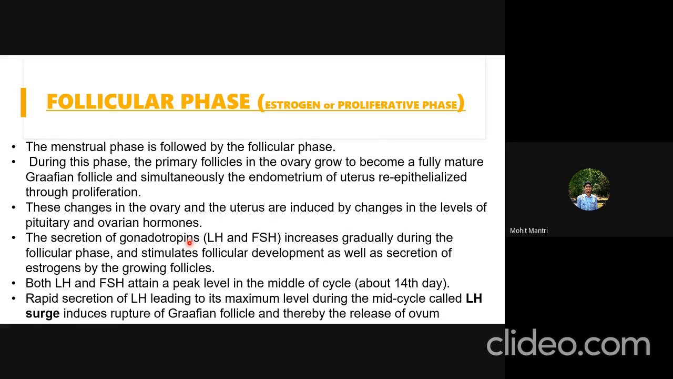But during the middle of the cycle, that is around the 14th day, both the LH and FSH levels attain a peak level, that is, they are at the maximum level, and this rapid secretion of LH during the mid-cycle is known as the LH surge, and this LH surge is responsible for ovulation because it induces the rupture of the Graafian follicle and the release of the ovum. So the phase before ovulation is known as the follicular phase.